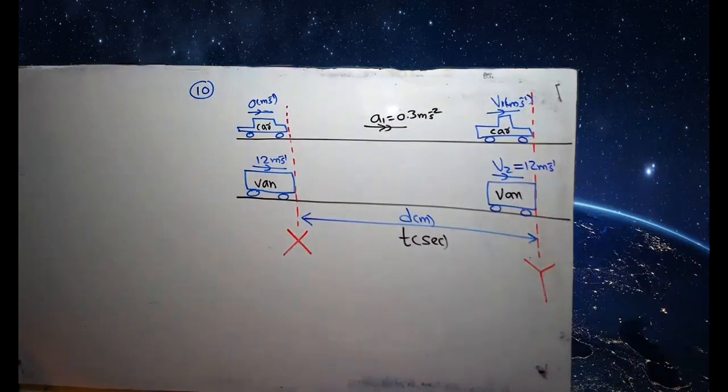Both vehicles start their motion at X and both of them reach Y at the same time. Therefore, the time taken for both of the vehicles to travel from X to Y is the same.